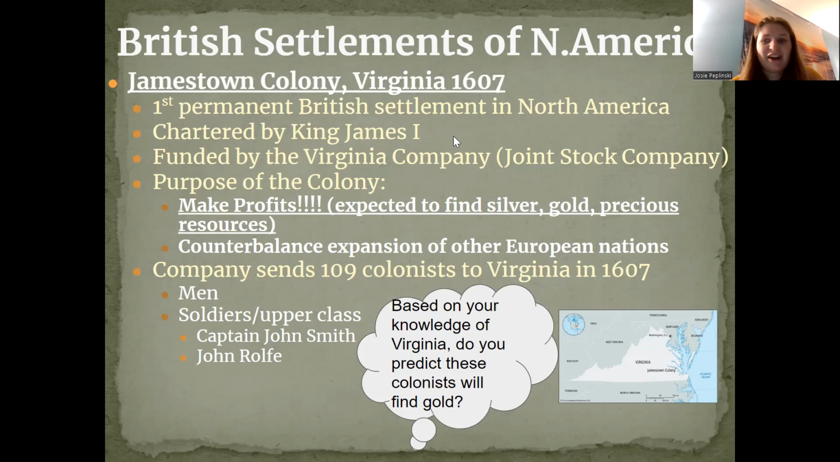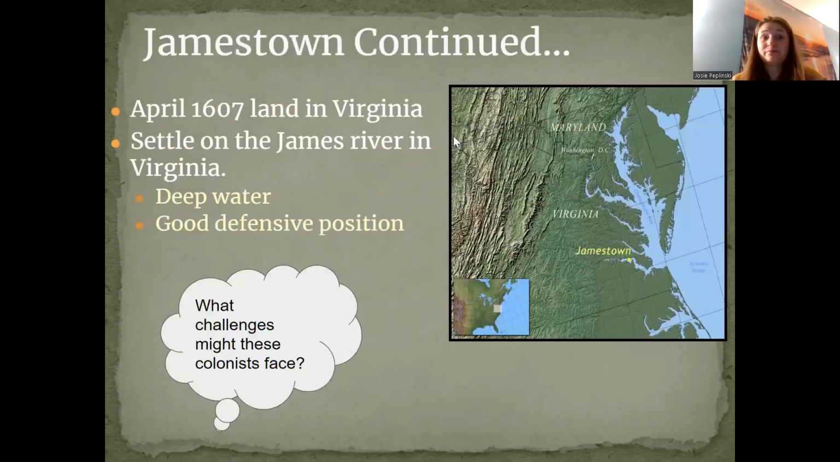Do you think they're actually going to find gold based on your knowledge of Virginia? Probably not. There's not a lot of gold there. So most of the people who go to Jamestown are men, soldiers, or upper class people who are primarily there for what they think will be a pretty easy mission to find some gold. Now, this is in Virginia on the James River.